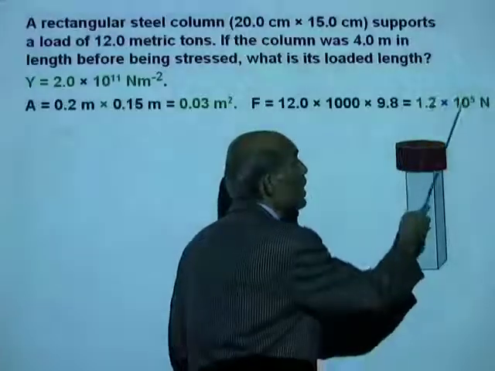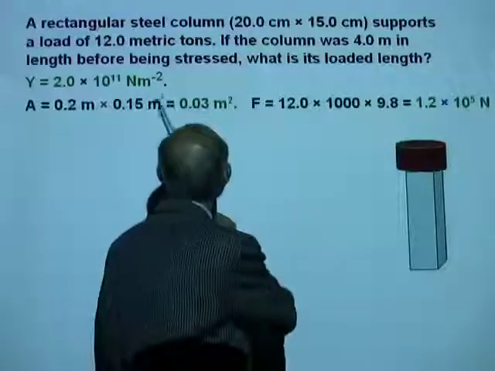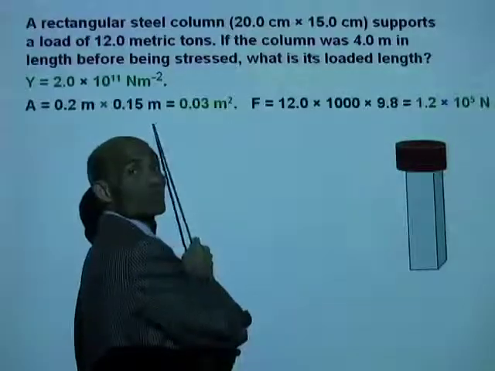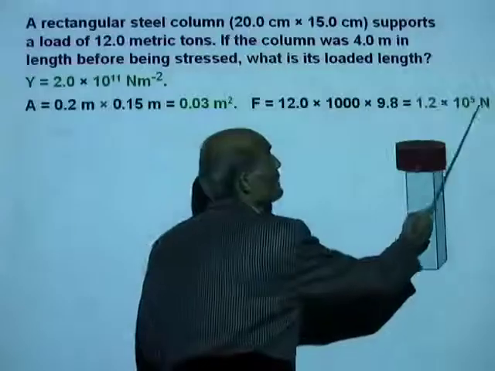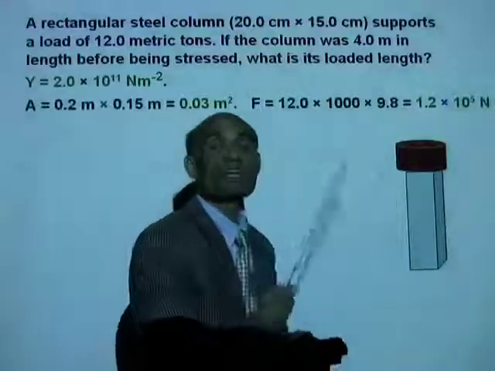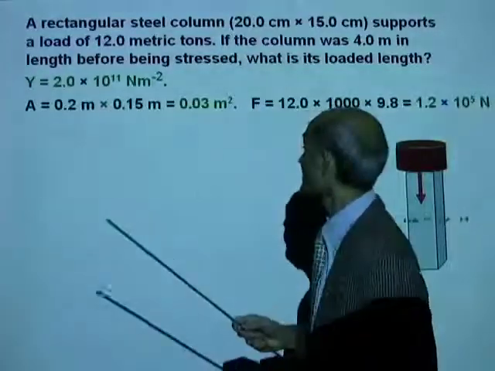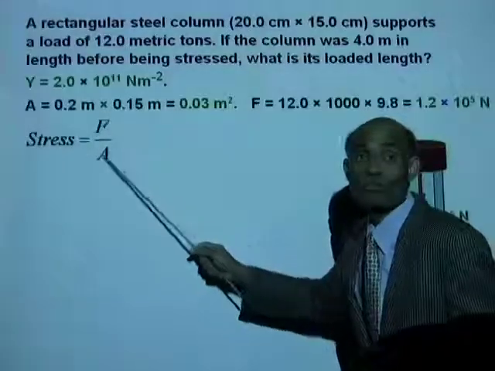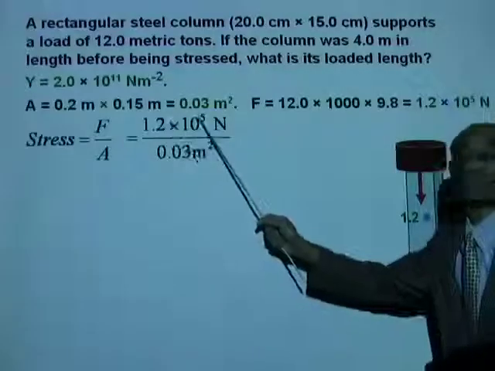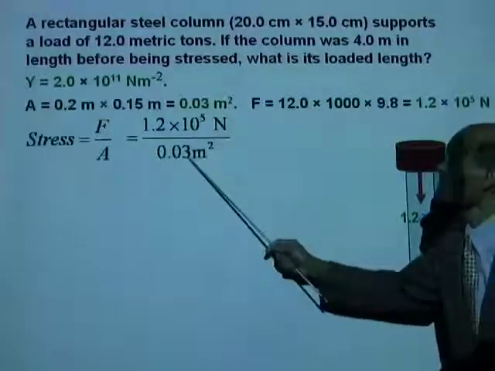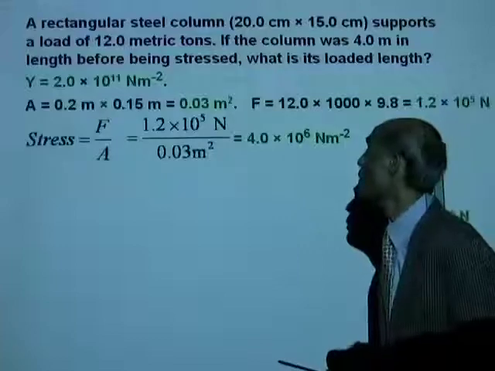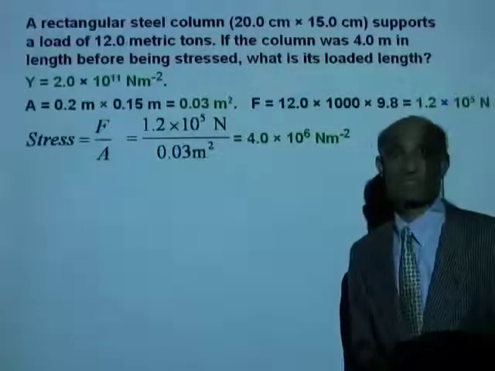And what is the area on which this force is acting? The area is 0.03 square meter. So this amount of force is acting on this much area. What is the stress? Stress is force divided by area, and this amount of force, 1.2 times 10 to the 5, is acting on the area 0.03 meter squared. Therefore the stress is 4 times 10 to the 6.